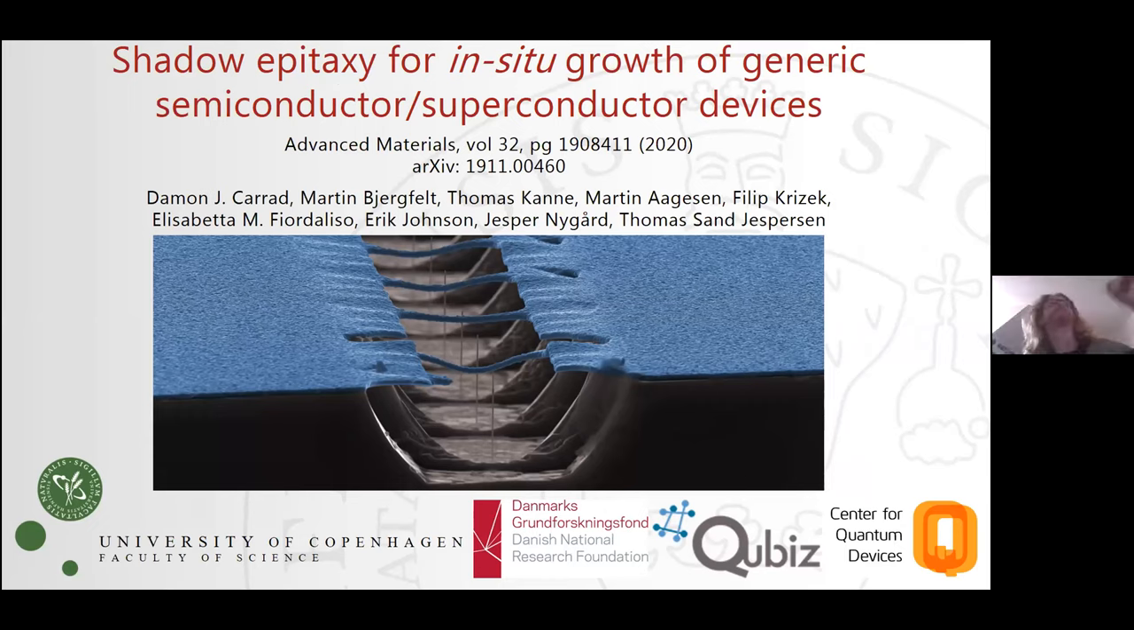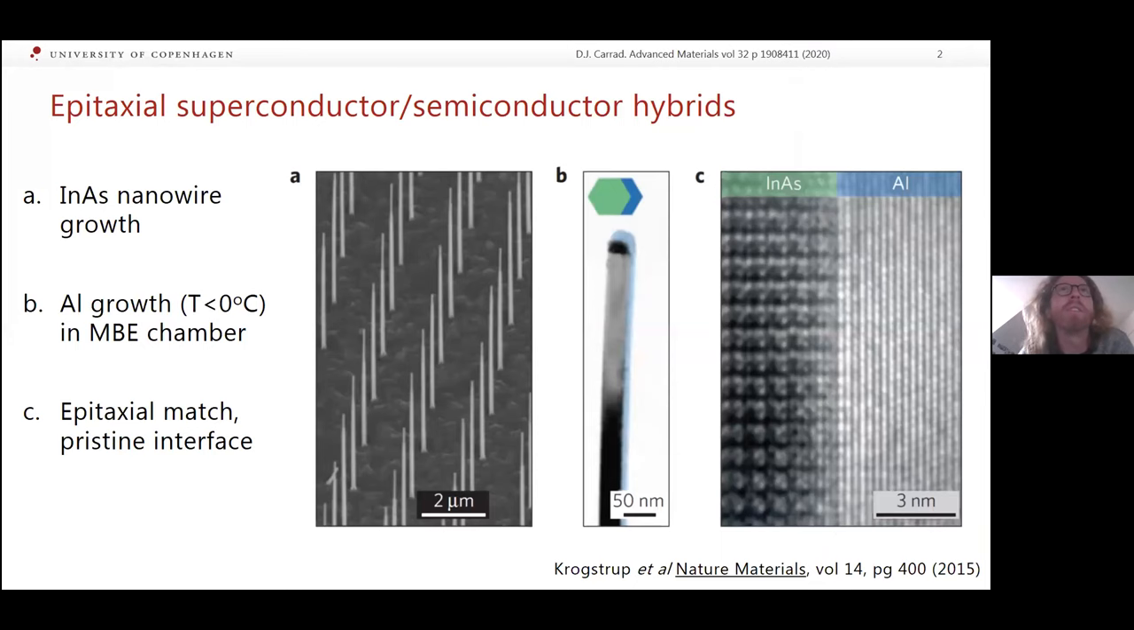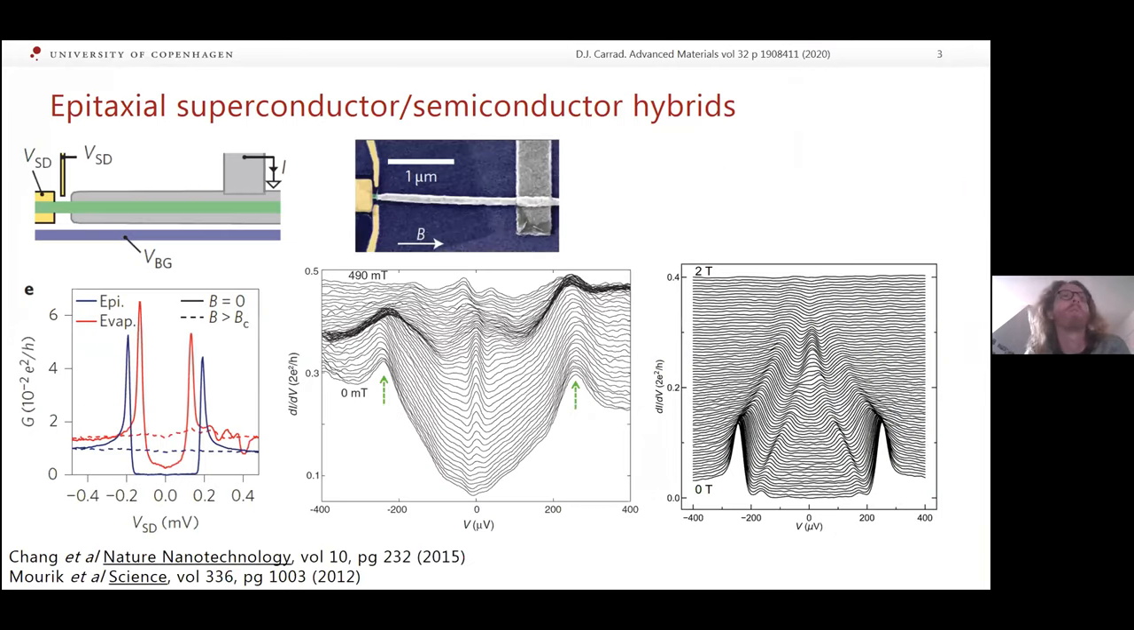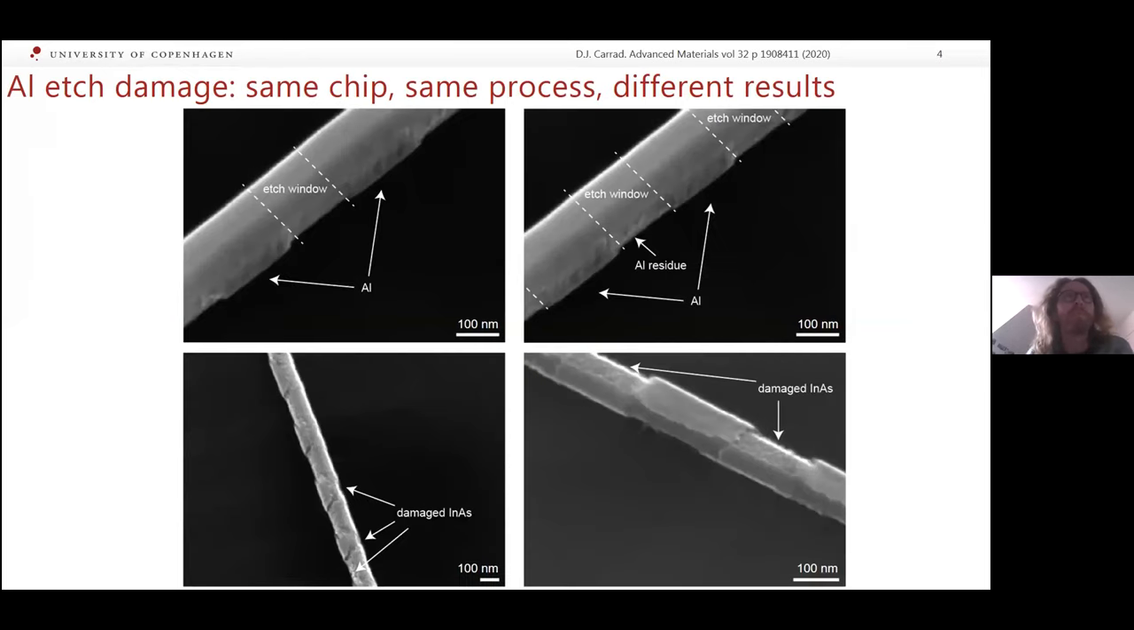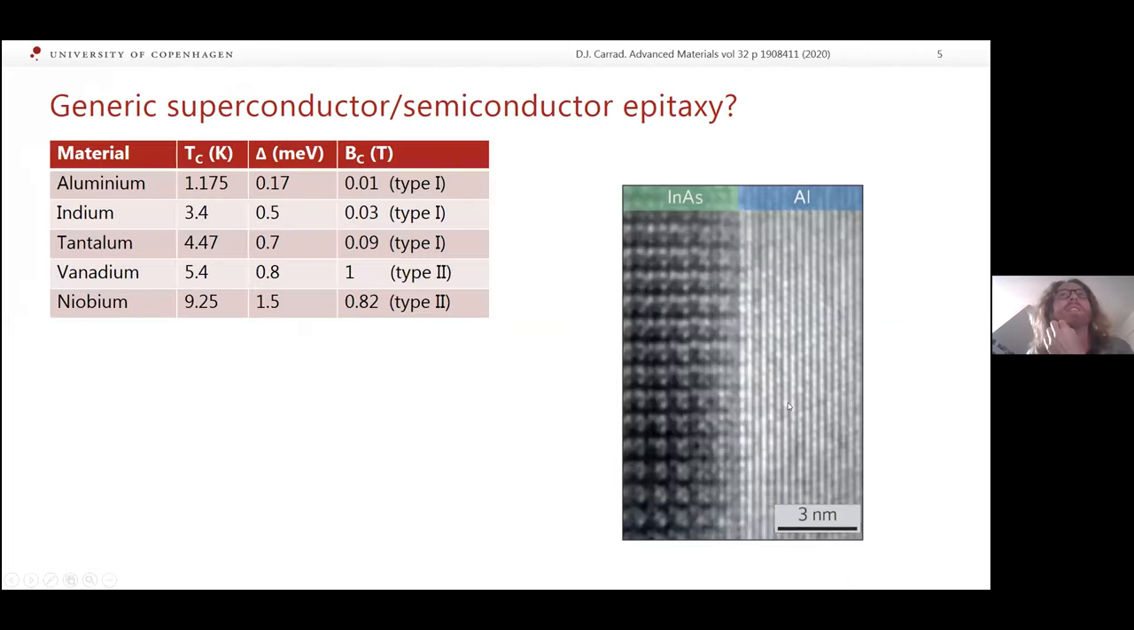I'm going to talk about something quite similar to the impressive structures from Delft, but in a slightly different mode. I can skip this motivation slide. We want hard gap, perfect, crystalline, high quality hybrid devices, and we also want to avoid the kind of damage that etching can do. Even on the same chip with different nanowires, you get different etch results, and bad etching, damaged indium arsenide, all kinds of possible problems.